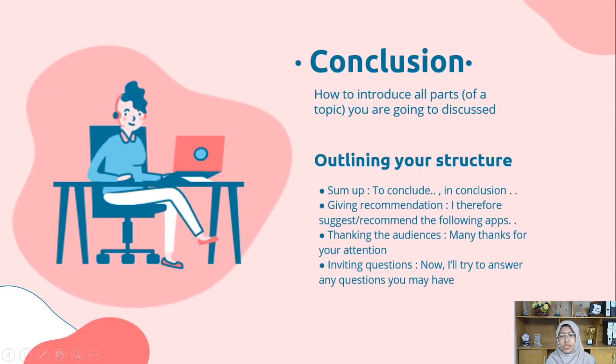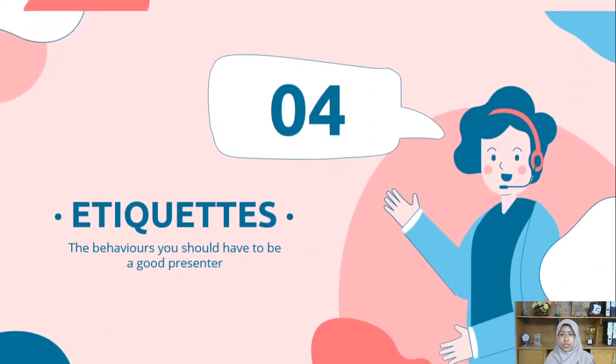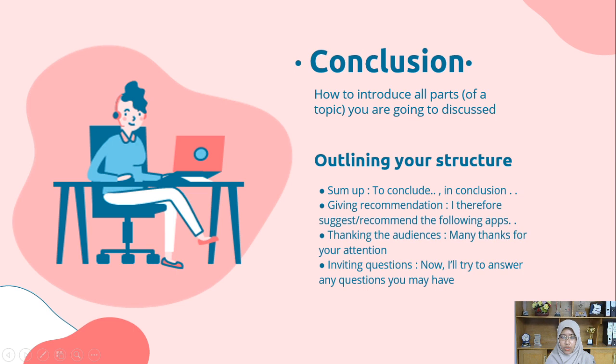Okay, next, the conclusions. Oh, sorry, here I put some mistyped text on how to introduce all parts. No. Conclusion is in the closing. So in the conclusions, you should sum up. So ignore this one. Ignore the outline or structure, because I just copied it from the previous slides. I got it wrong. I haven't modified all of the parts of my presentation slide. Sorry. So just focus on the sentences below the outlining your structure.